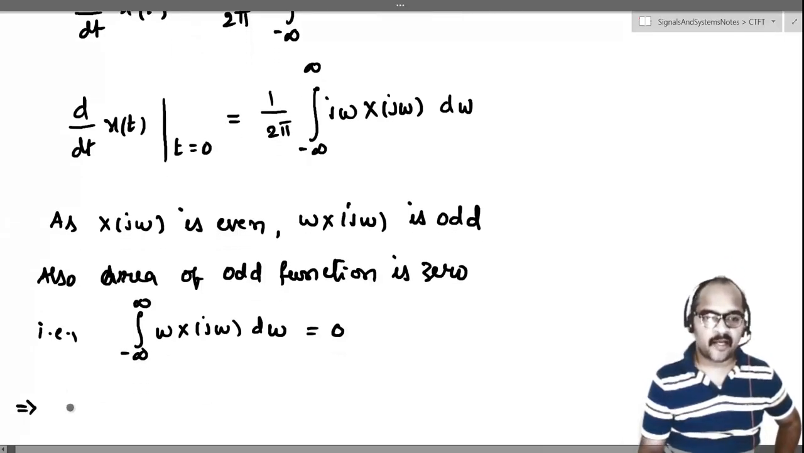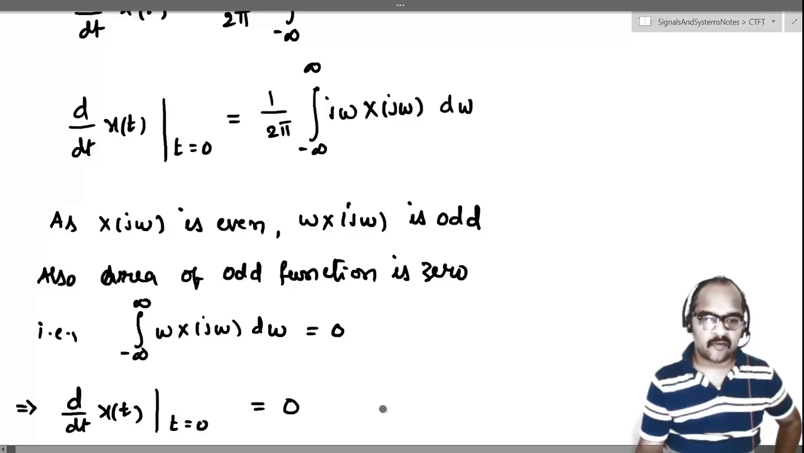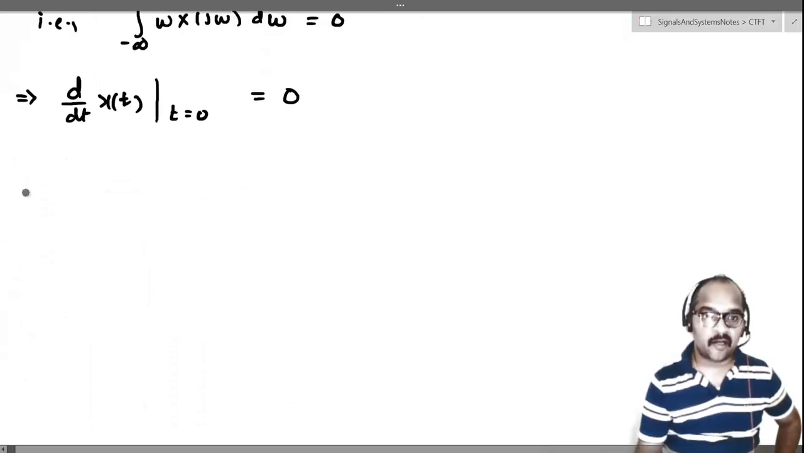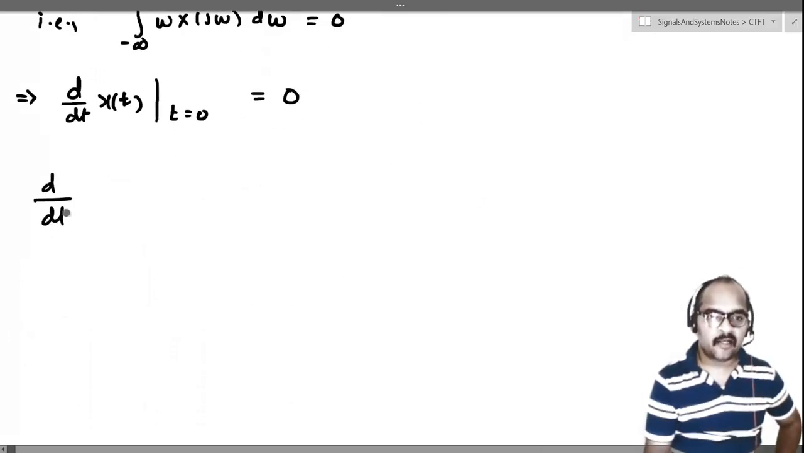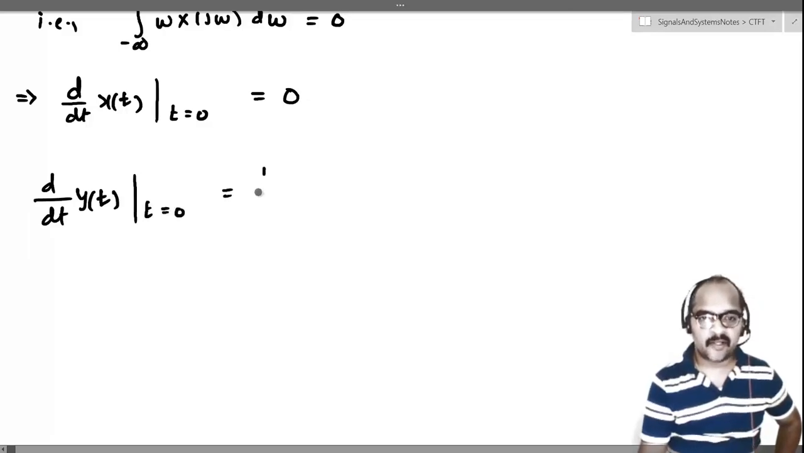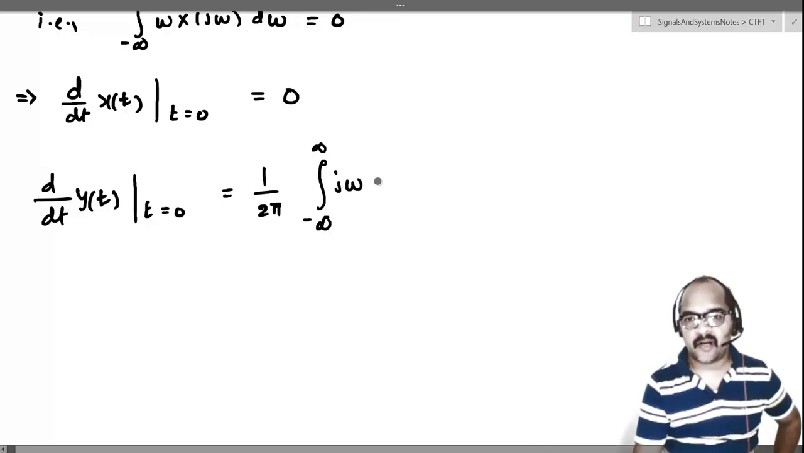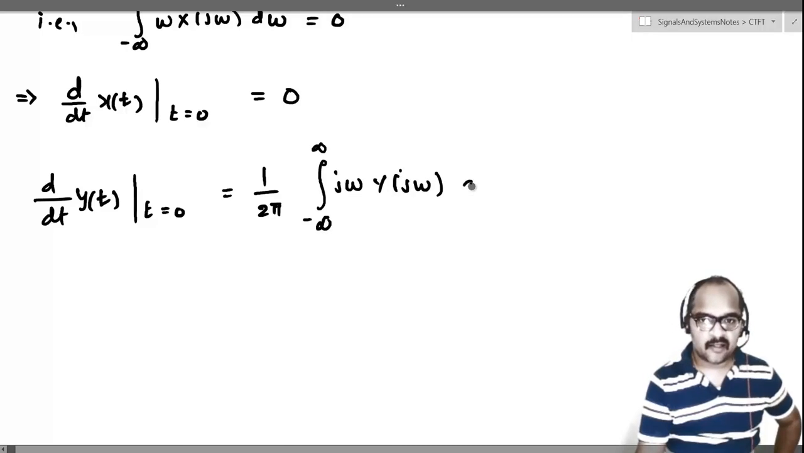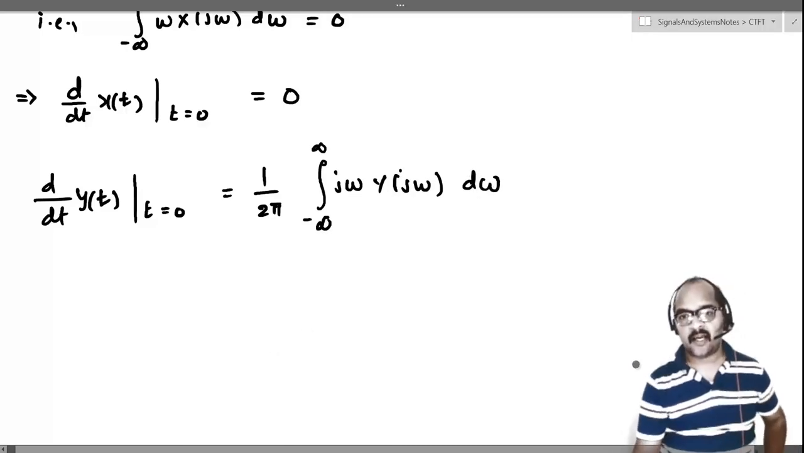Okay, so that implies d by dt of x of t at t equal to 0 is equal to 0. So similarly, we have to find out d by dt of y of t, right? So d by dt of y of t at t equal to 0 would be same as what? 1 by 2 pi integral minus infinity to infinity j omega multiplied with y of j omega d omega. Correct? So here we cannot escape.